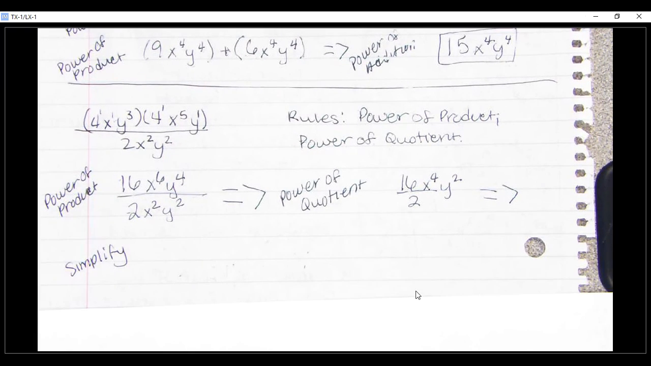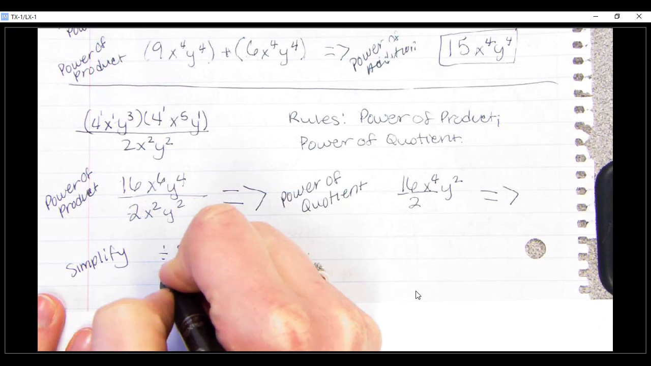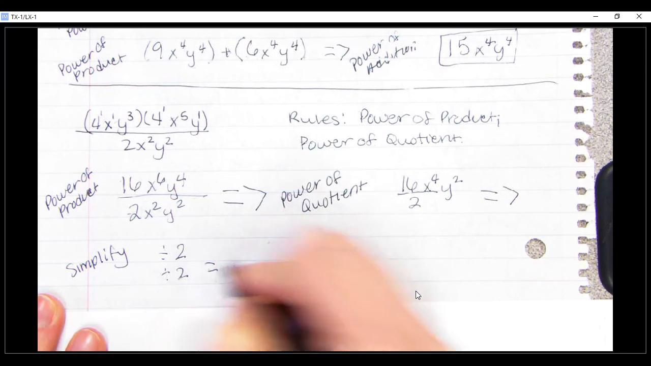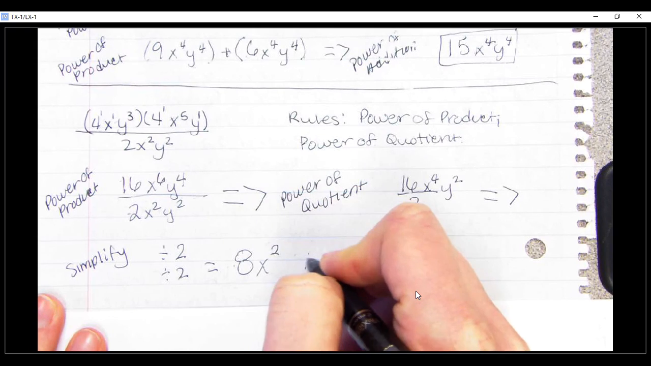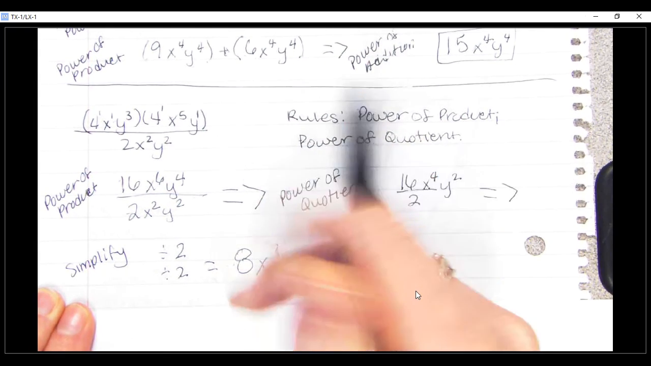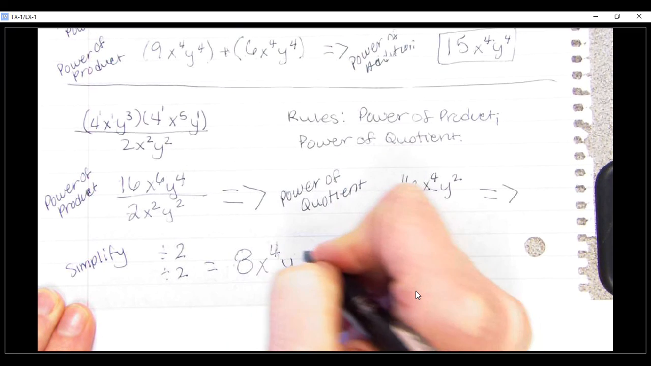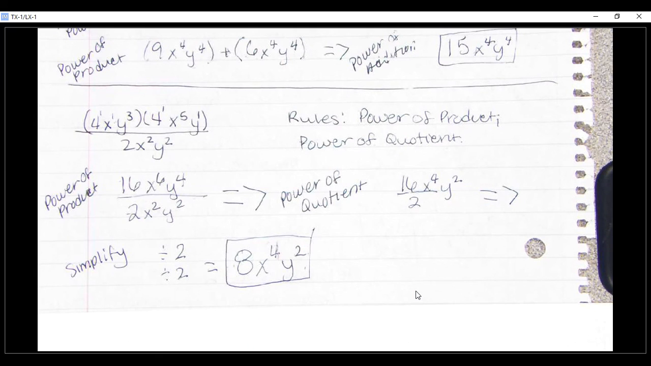And that last and final step is to simplify the numbers in front. Always see if you can divide by something. And I can divide the top and the bottom by 2 to get our final answer of 8x to the fourth, y to the second. Yay, we have it done.